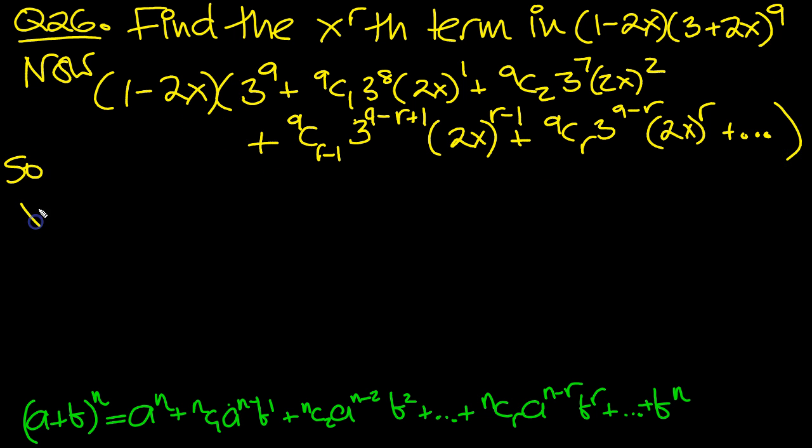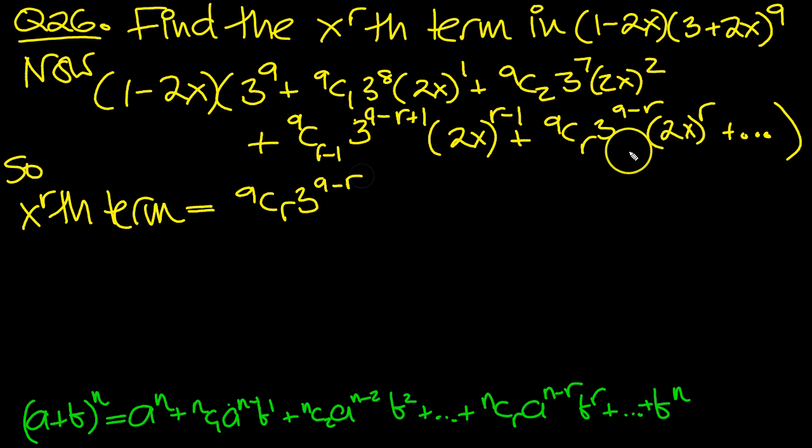So the x to the rth term then is equal to 1 times the x to the r term here, so that would be 9Cr, 3 to the 9 minus r. Now it would be 2 to the r, wouldn't it, when you expand that bracket? And that will be times x to the r, so put that there.